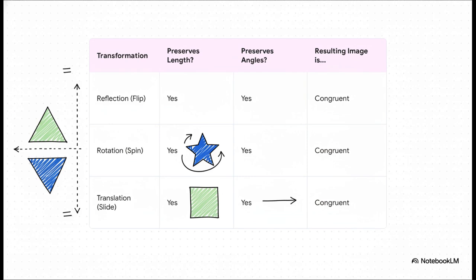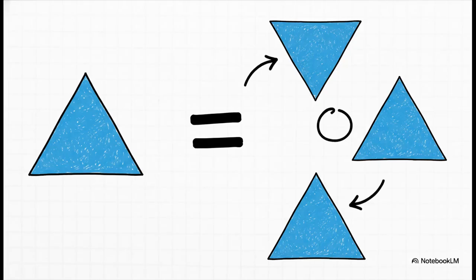In every single one of these moves, the basic DNA of the shape, the length of its sides, the size of its angles, stays exactly the same. And that right there is the big takeaway, because a flip, a spin, and a slide don't change the size or the shape. The new image is always congruent to the original. This is a huge, huge concept in geometry.